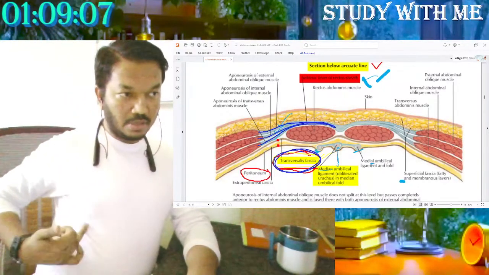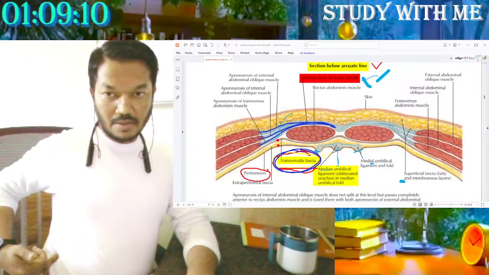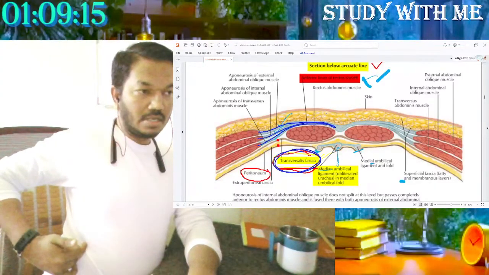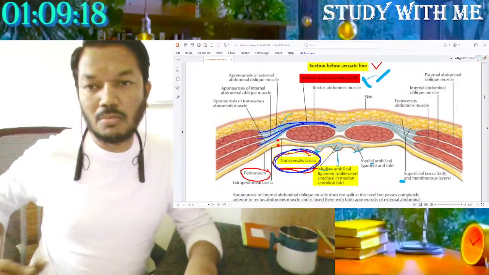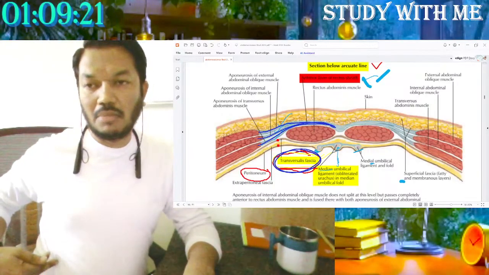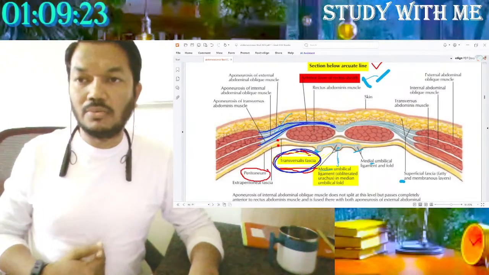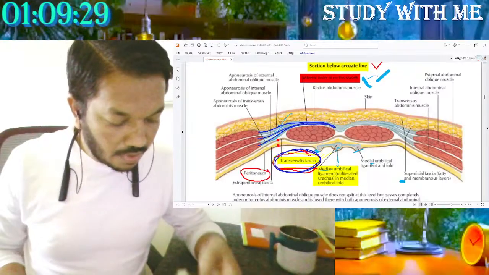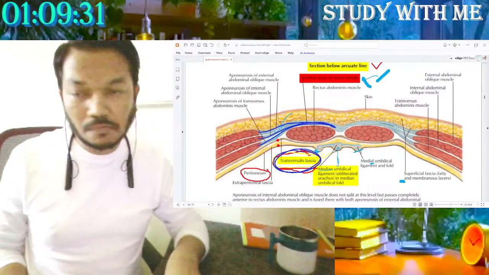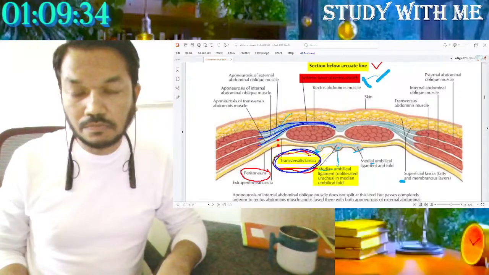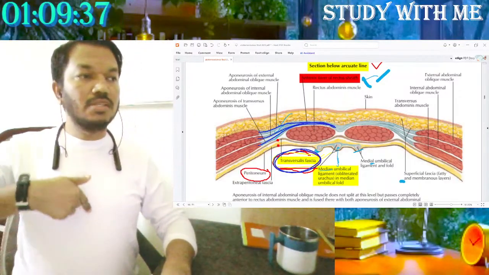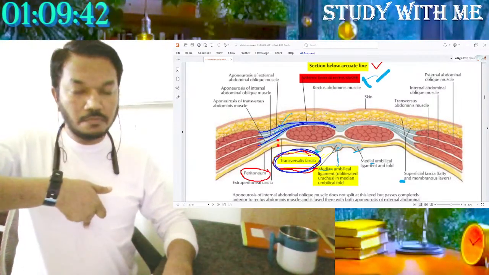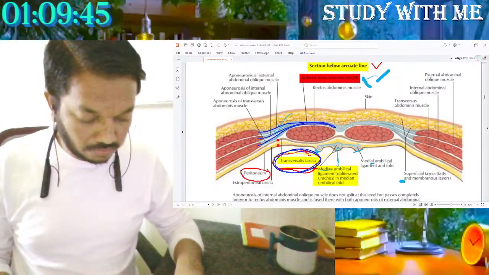If we cut in the lateral aspect of the tummy, then we will get three layers of muscle: external oblique, internal oblique, transverse abdominis. But they are not there in the central part. In the central part we have only rectus abdominis. Rectus abdominis starts from the xiphoid process, and it inserts into the pubic bone.